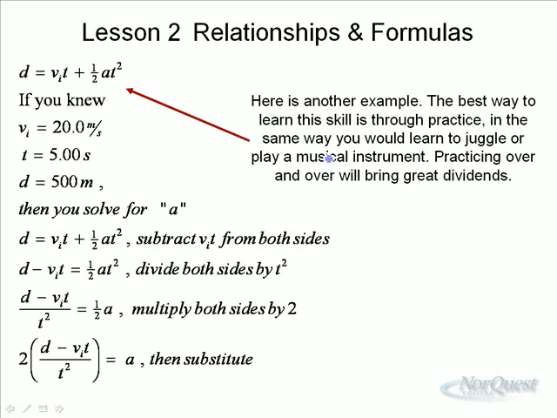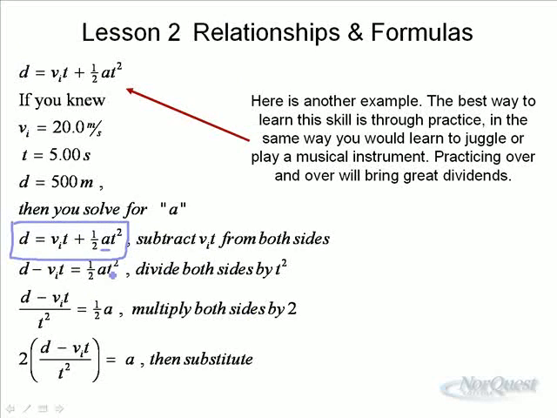So they give us the time, they give us the initial velocity, they give us the distance traveled. What we want to do is solve for a. So again, we start with our basic formula: d = v_i t + 1/2 a t², and we have to solve it in this particular case for a. What is the acceleration?